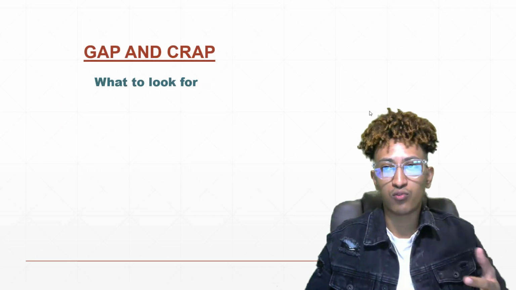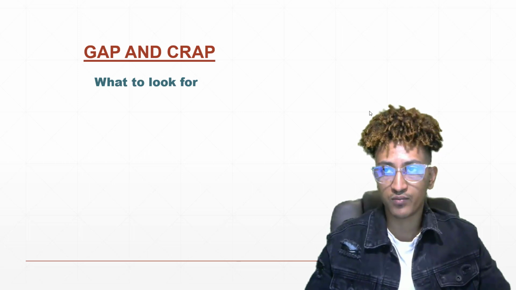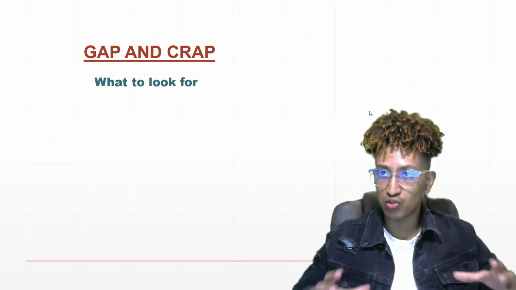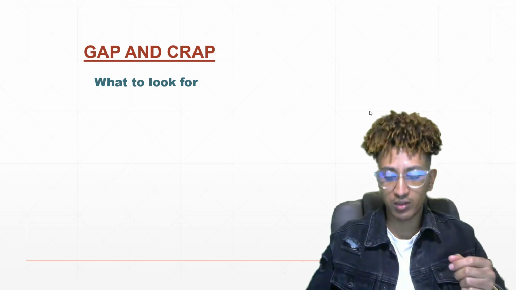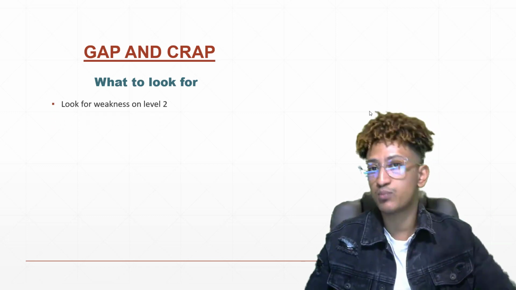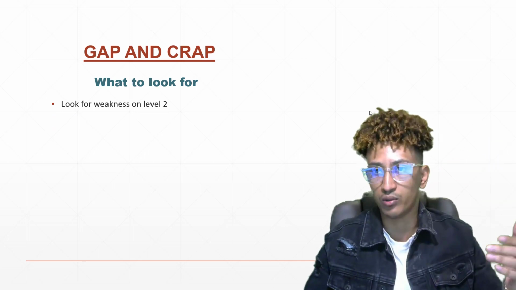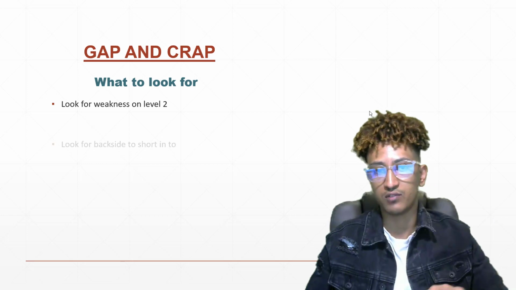Now, what to look for? Just because those criteria are met, it doesn't mean a straight away short. You still need to zoom in again and specify your entry levels. For entry levels, you need to look for weaknesses on level 2. So it's pushing up. Don't just randomly short it because it's below $6 and it has 3 million volume. You need to look for weaknesses on level 2.